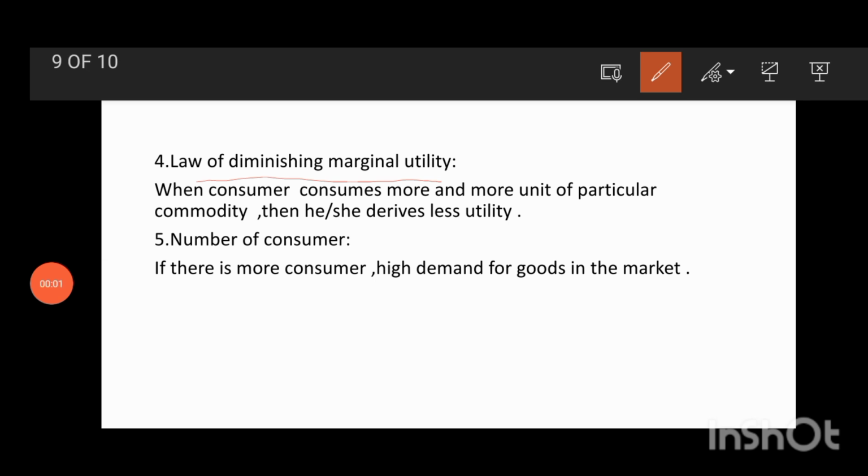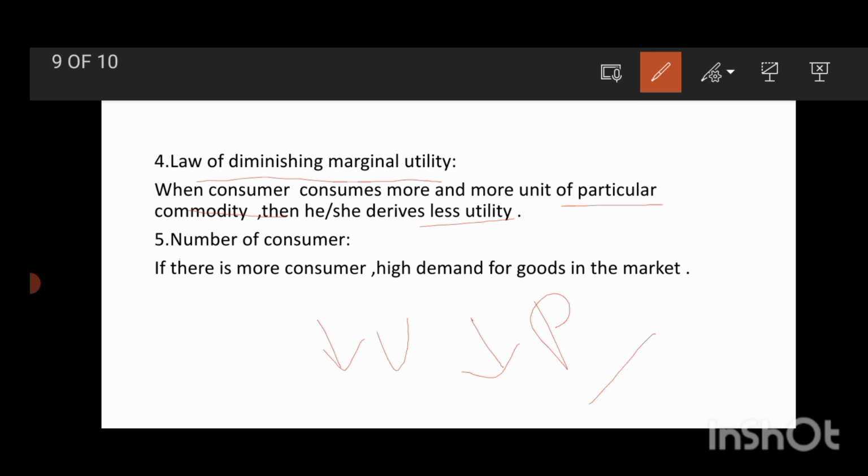The next reason for the downward slope of the demand curve is the law of diminishing marginal utility. When a consumer consumes more and more units of a particular commodity, he or she derives less utility. Now when there is less utility, the consumer may not be willing to pay more for that commodity. So he is ready to pay less because he has derived maximum utility from it. His marginal utility is decreasing, and because of that reason he is ready to pay only a lesser price for such goods.